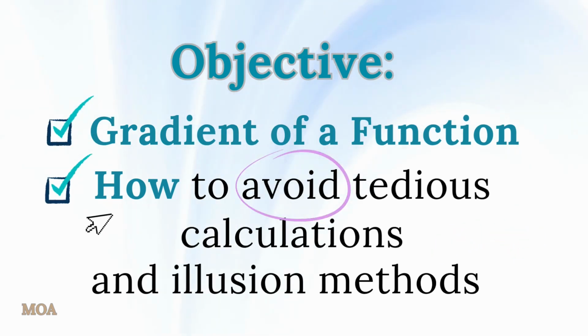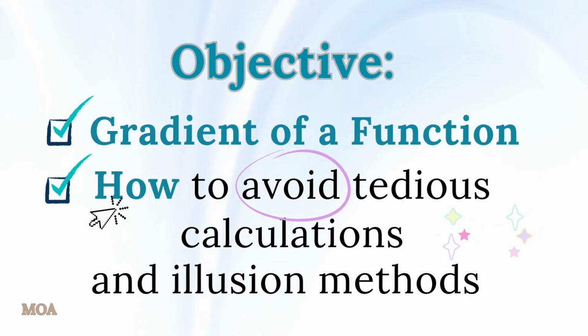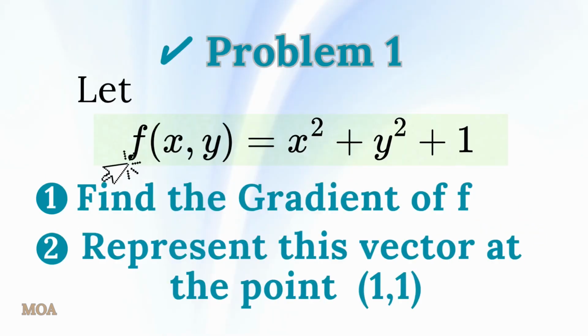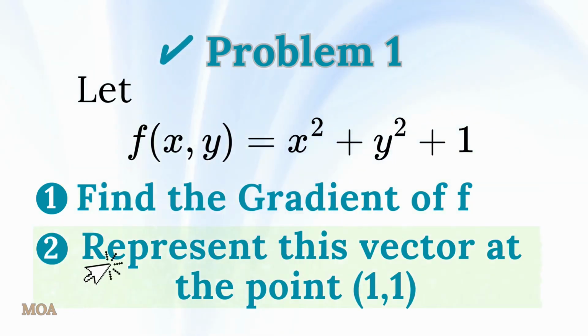For this objective, this lesson is structured to show how to avoid tedious calculations and illusion methods, leading to wasting time and mistakes. Here is our problem statement. Let f of x and y equal x squared plus y squared plus 1. Find the gradient of f, then represent this vector at the point 1, 1.